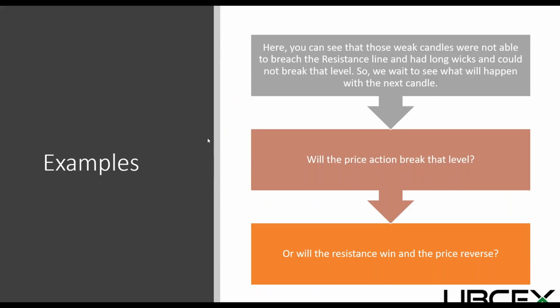So here you can see that these weak candles were not able to breach the resistance lines and had long wicks and could not break that level. So we would wait to see what the next candle does. Will the price break that level, or will the resistance win and price reverse?